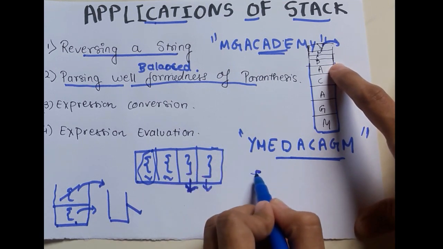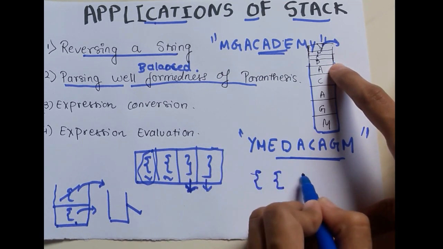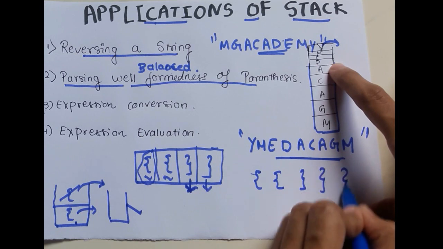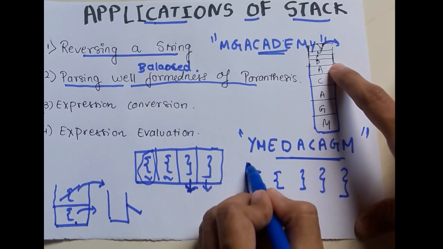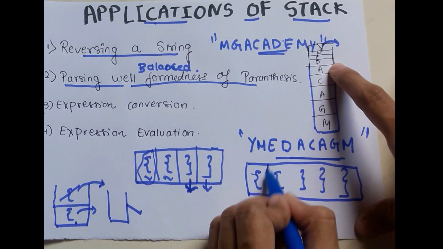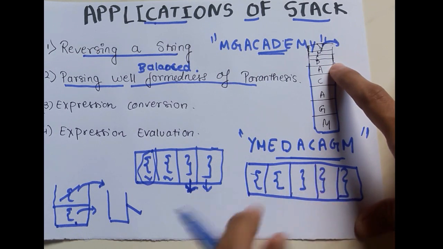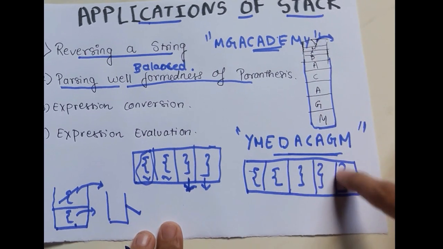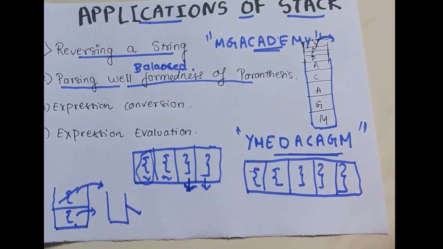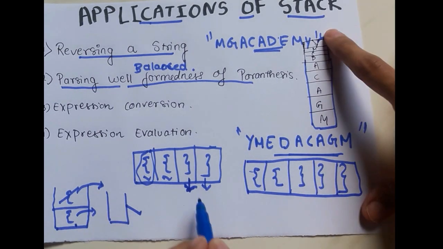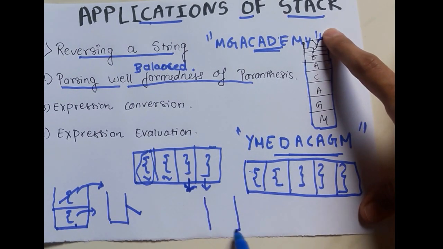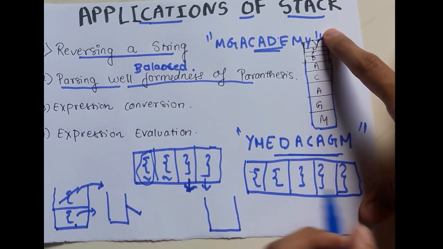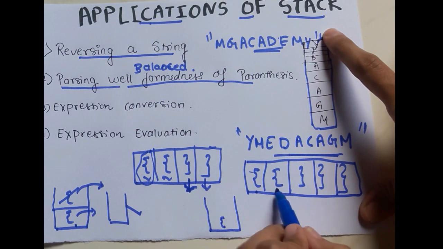For example, one more string. Now you can see there is one extra right parenthesis, isn't it? Now again we'll create a stack. Now we'll read the string. So first left parenthesis pushed, second left parenthesis pushed.